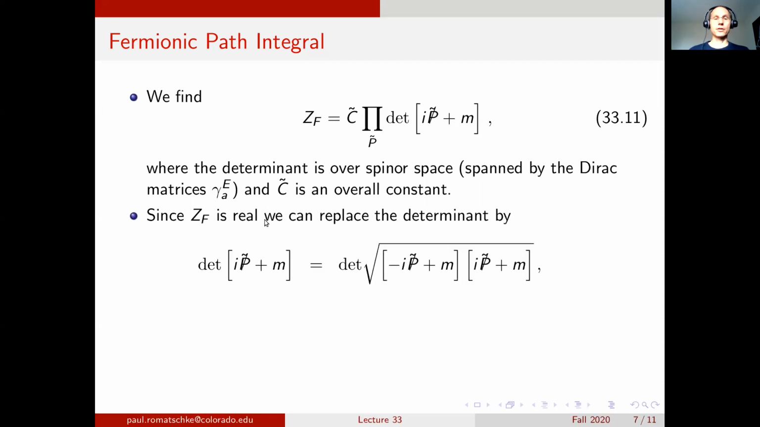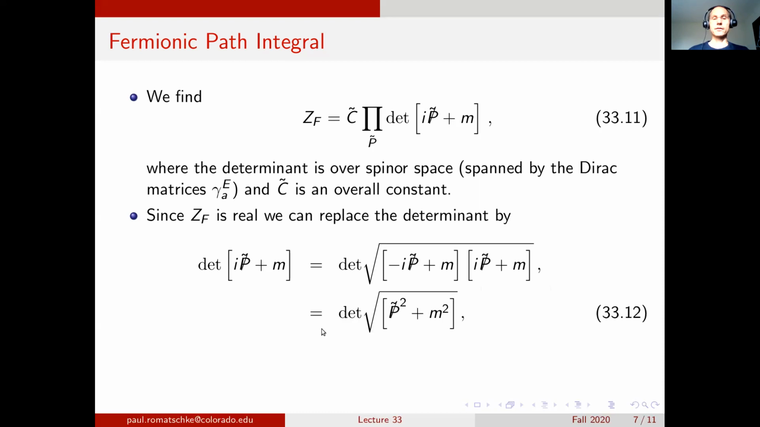Since the partition function is an observable, it is real. And for a real observable, we can replace the determinant by the complex conjugate of the determinant, or we can do the product of these two times the square root, which is the equation that we have here. So we replace the determinant of something that in principle could be complex by a determinant that is manifestly real, which is the square root of the operator times its complex conjugate. Evaluating the product of these two is straightforward.